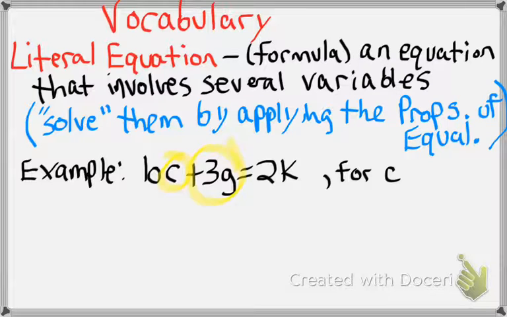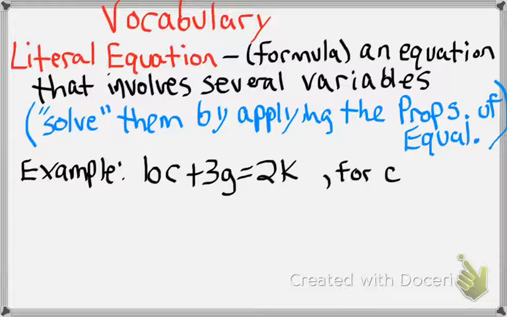We need to get rid of the plus 3G. We need to get rid of the B. Those are the things we need to get rid of, but we're going to do that using the properties of equality. But what you're going to find out is we can't actually calculate, but we at least can show them. So let me show what I mean.